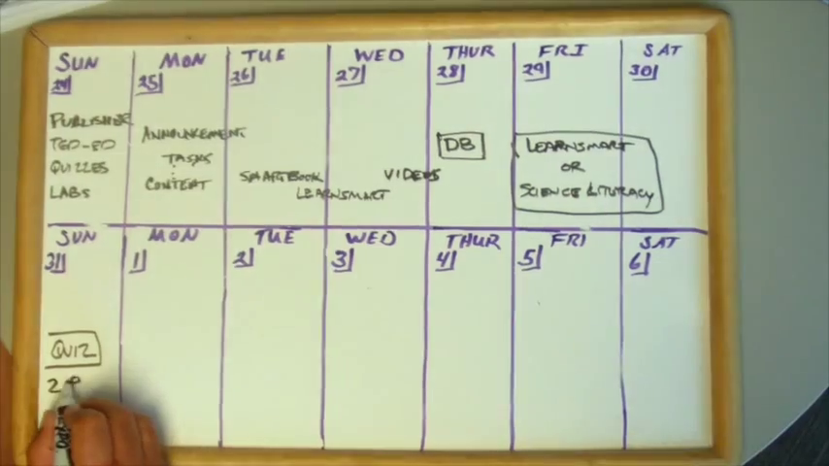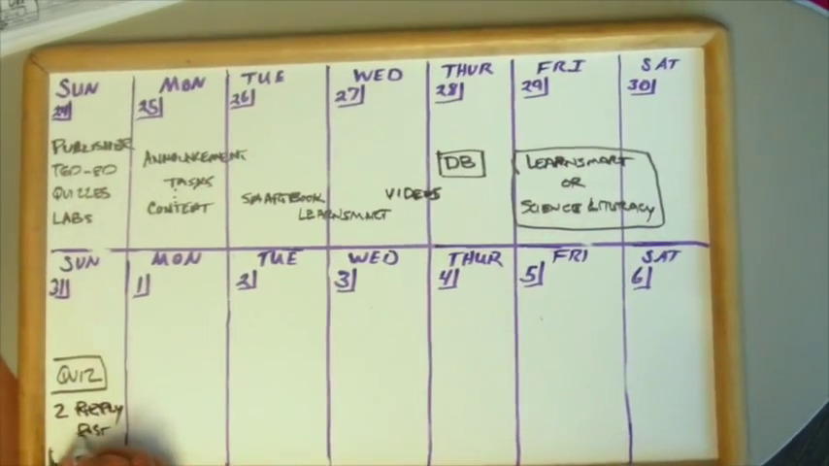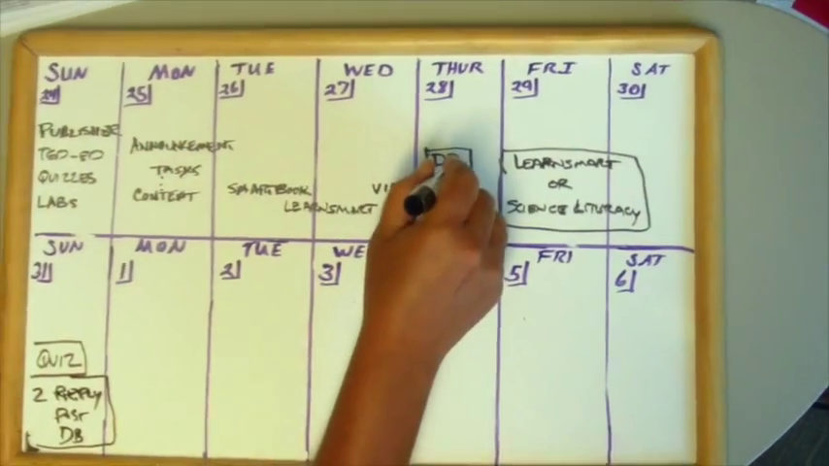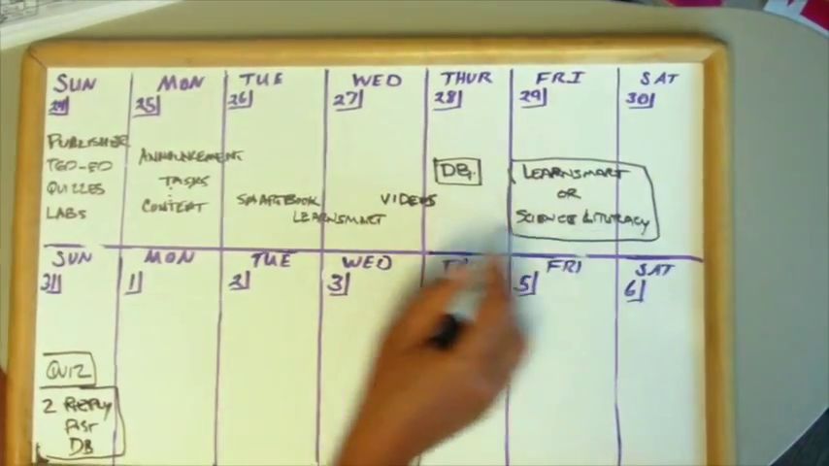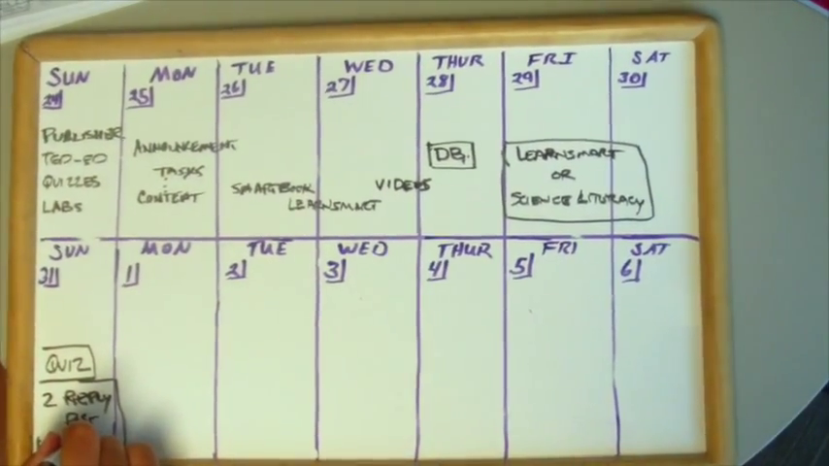And 2 reply posts, and these reply posts are on the discussion board. So these are 2 reply posts to the DB, which means that discussion that started here on Thursday, the entire class is participating on, and we finish it up at the end of the week on Sunday.